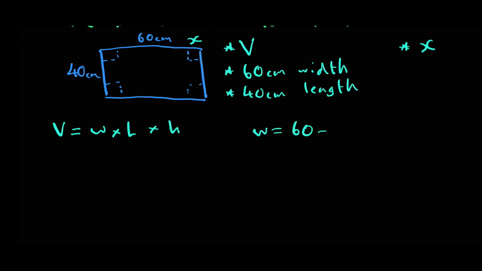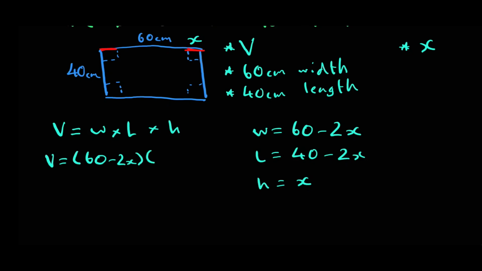The width would be 60 minus 2x, because there's an x on both sides like this. That means that the length would be 40 minus 2x, and the height would just be x. Because if you visualize it in your head, when you fold it up, the height of the box is just going to be the same length as the side length that you cut out. So that means we can rewrite V as (60 minus 2x) times (40 minus 2x) times x.